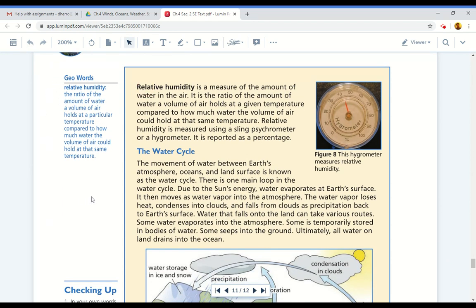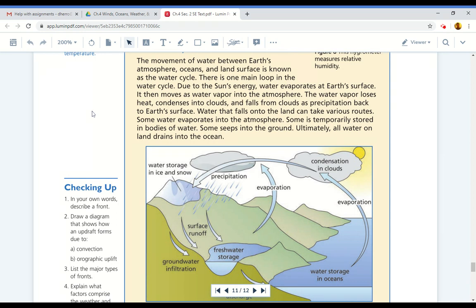Relative humidity is a measure of the amount of water in the air. It is the ratio of the amount of water a volume of air holds at a given temperature compared to how much water the volume of air could hold at the same temperature. Relative humidity is measured using a sling psychrometer or hygrometer. It is reported as a percentage.